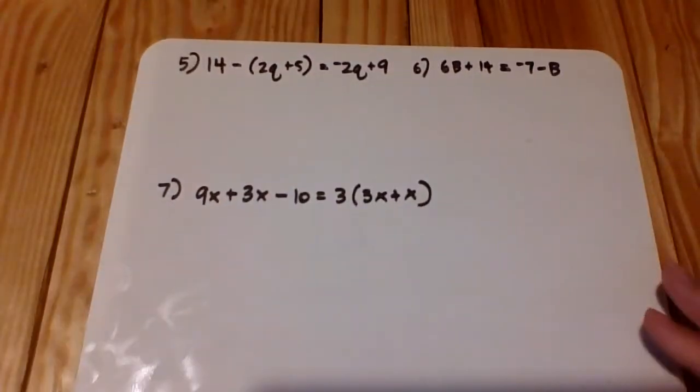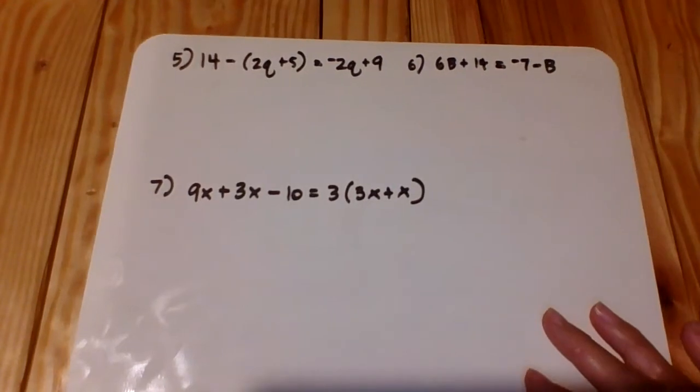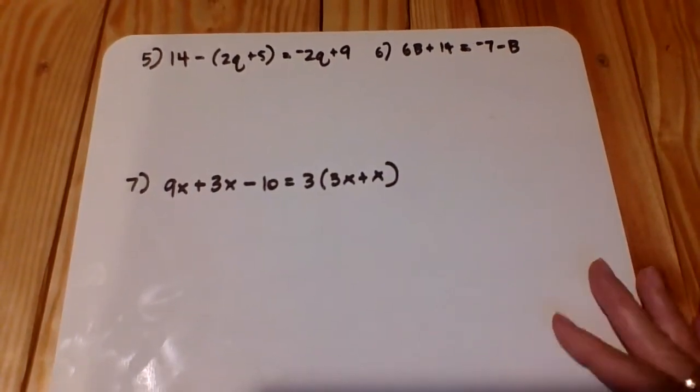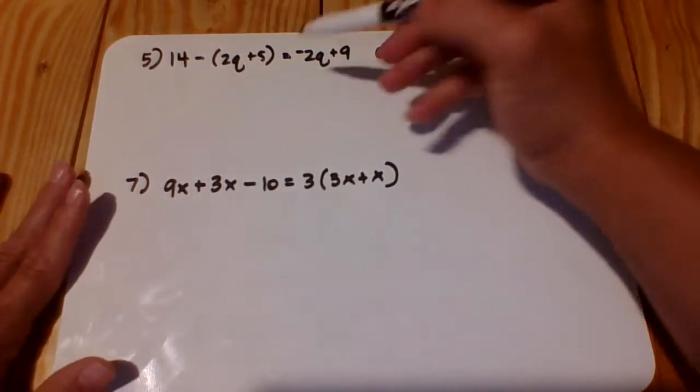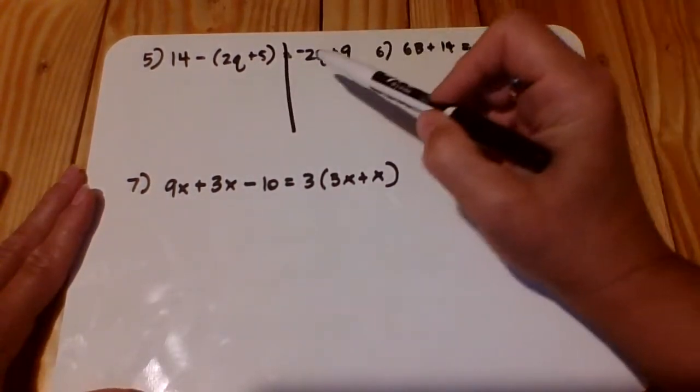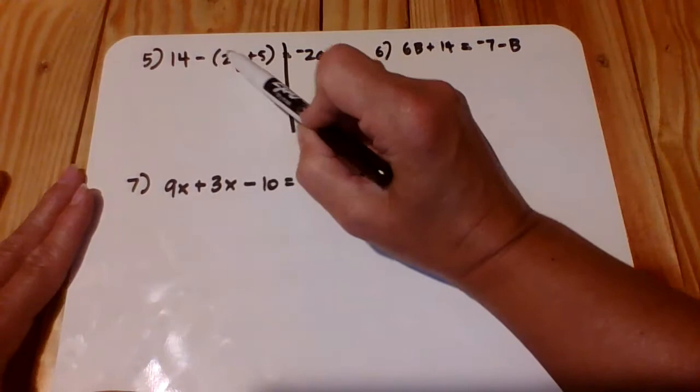All right, we're going to try just a few more out to see what you got going on. Let's make sure that this is looking good. All right, so here we go. One side and the other. Looks like I actually have a distributive property there.